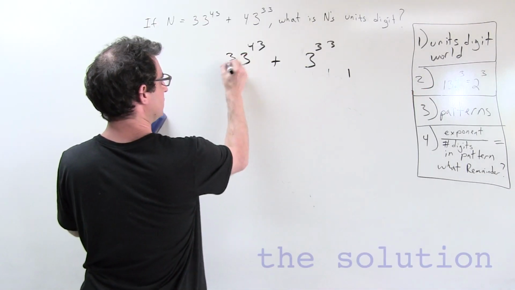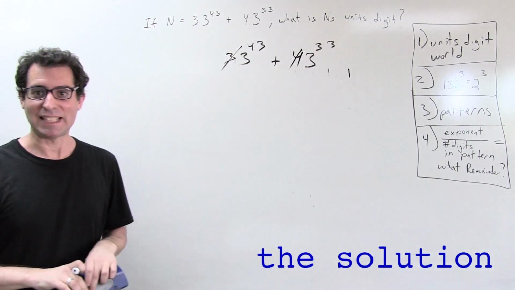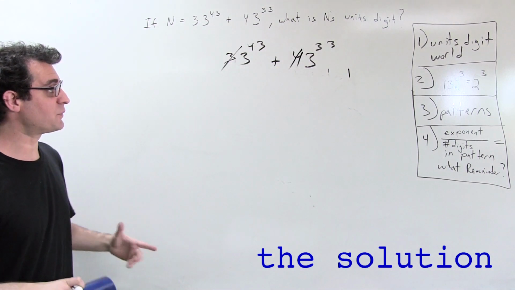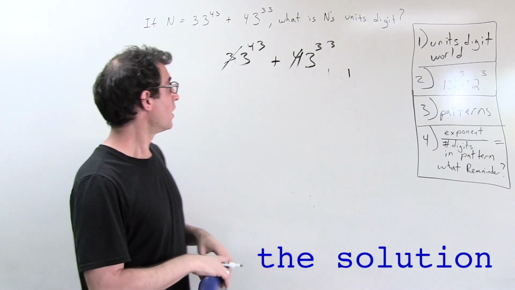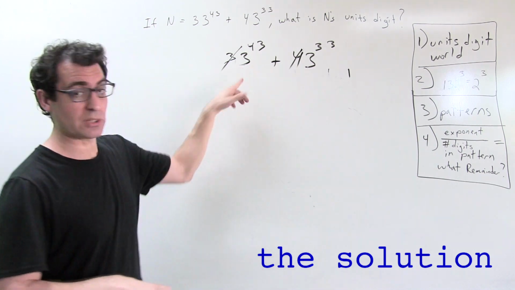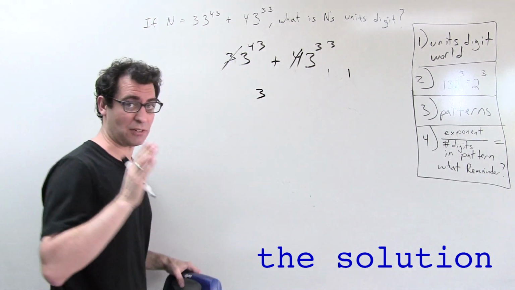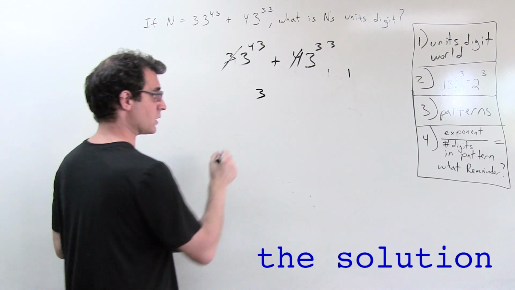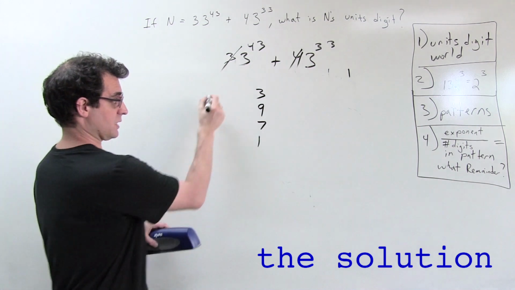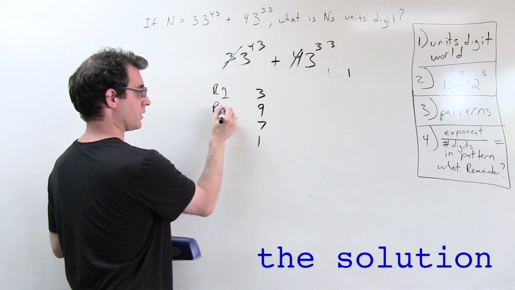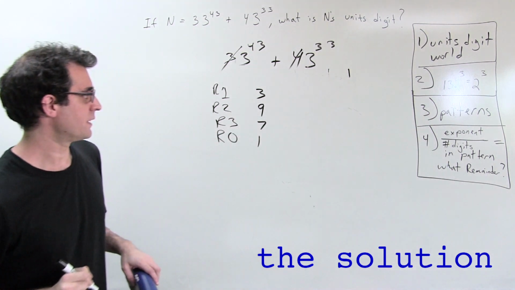Step 1. Get rid of the non-units digits. Step 2. What is the pattern? We only have a 3 as a units digit, so we only care about 3. That's nice. And the pattern is a 4-digit pattern, and it goes 3, 9, 7, 1. So this is a remainder of 1, remainder of 2, remainder of 3, remainder of 0.